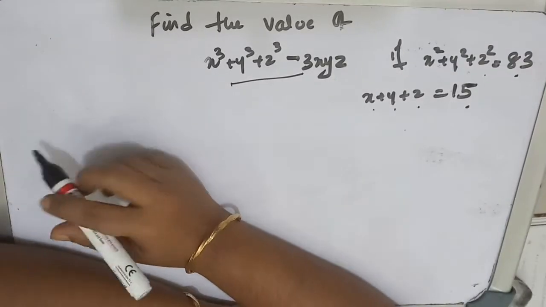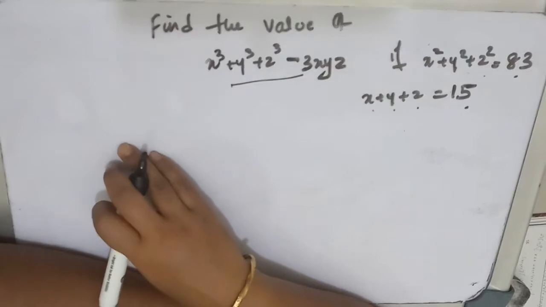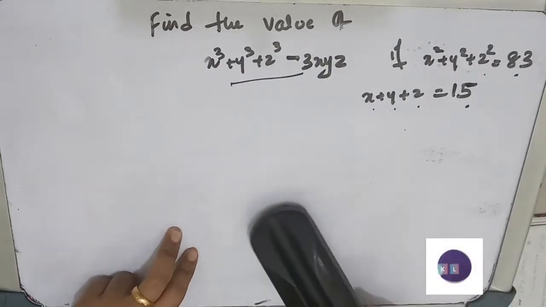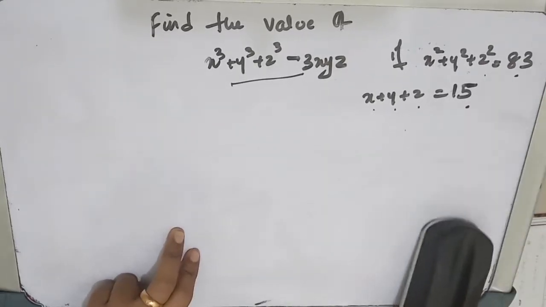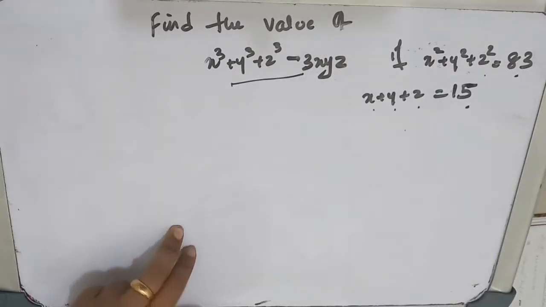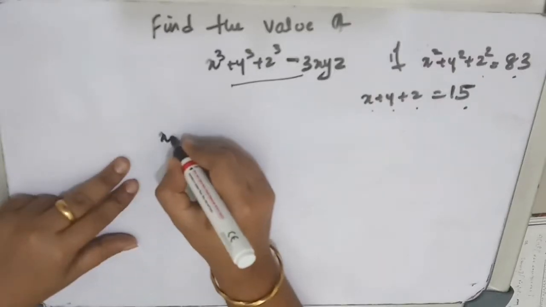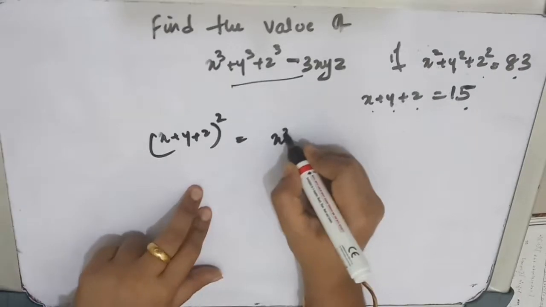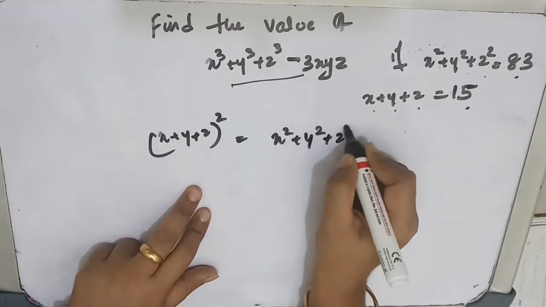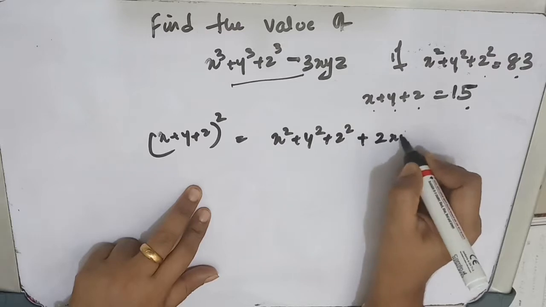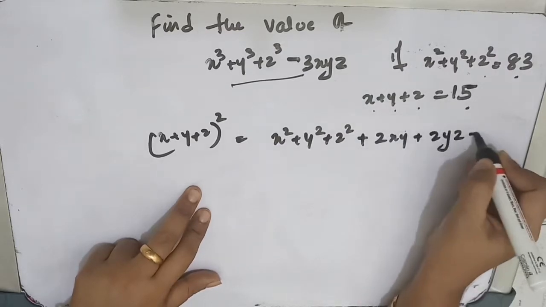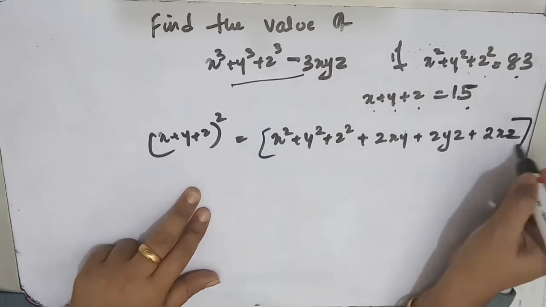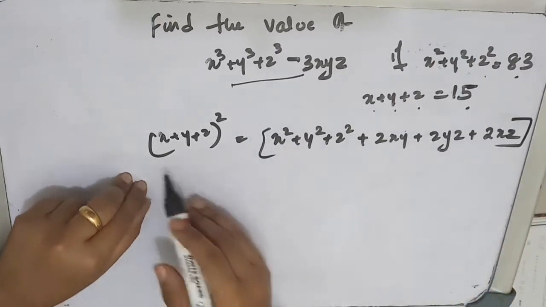Find the value of x cube plus y cube plus z cube minus 3xyz if x square plus y square plus z square is equal to 83 and x plus y plus z is equal to 15. So we know that x plus y plus z the whole square is equal to x square plus y square plus z square plus 2xy plus 2yz plus 2xz. This is an algebraic identity. So let us substitute the values.